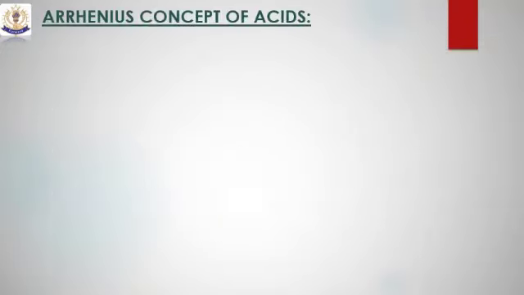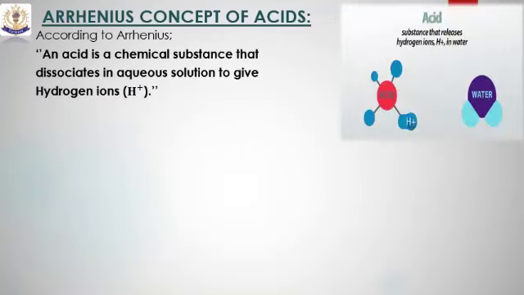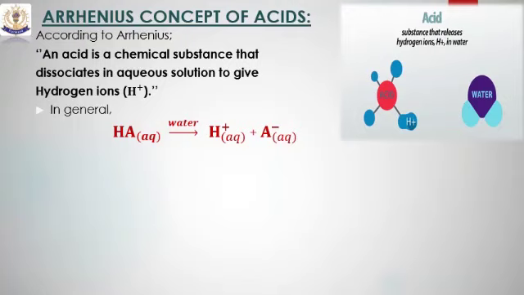Let's begin with Arrhenius' concept of acids. According to Arrhenius, an acid is a chemical substance that dissociates or ionizes in aqueous solution to give hydrogen ions. It means any species that produces hydrogen ions on dissolving in water will be termed an acid according to Arrhenius. Let's understand it more with this general reaction, in which HA means any acid, which when dissolved in aqueous solution produces positive and negative ions, and this positive ion is the hydrogen ion.